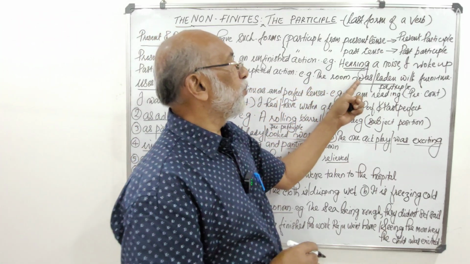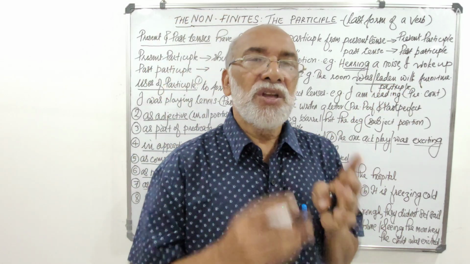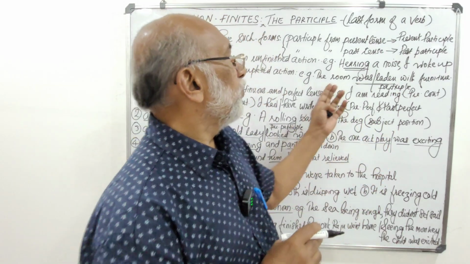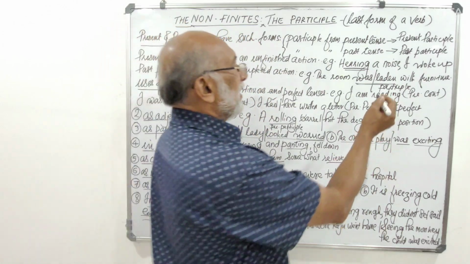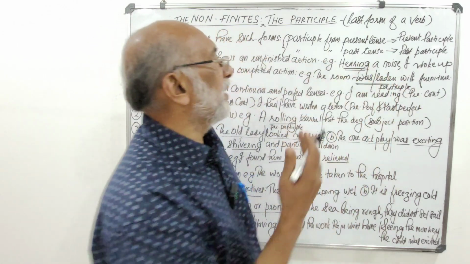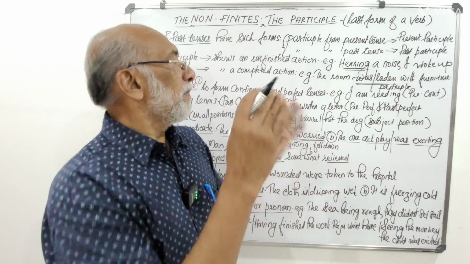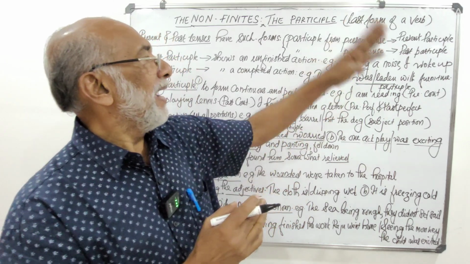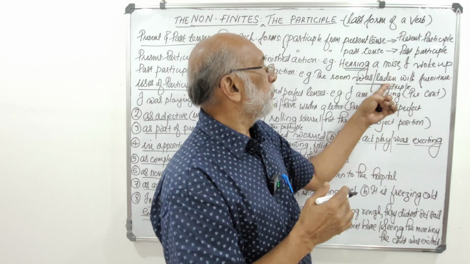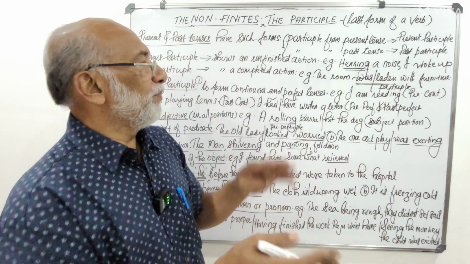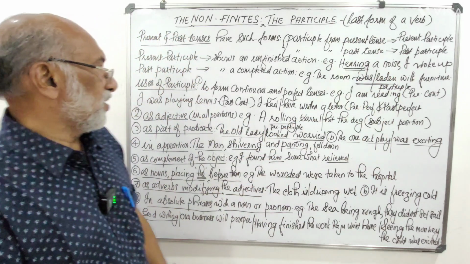See the example. The room was laden with furniture. I hope you know the meaning of the word laden. Laden with means full of, filled with. Here laden is the participle, that is past participle. Was is there to form the passive structure. Was laden is the complete form of the verb. Room is the subject. That means here the past participle is used to form the passive structure.